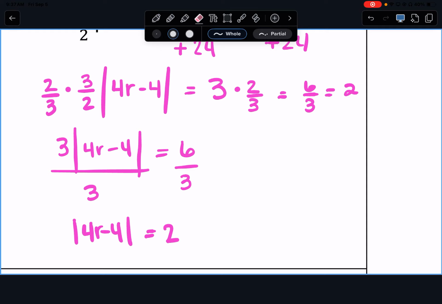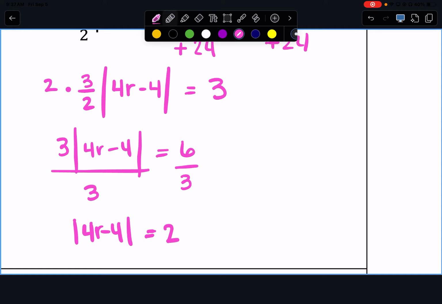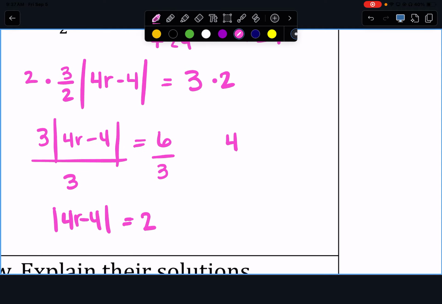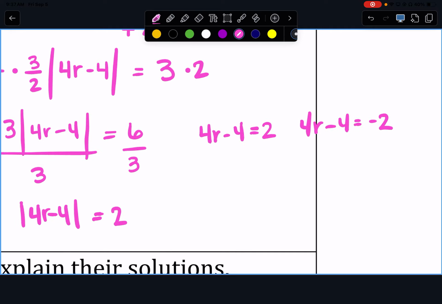Okay, now, set that up. So 4r minus 4 equals 2. And 4r minus 4 equals negative 2. So I'm going to let y'all have a second to solve those. Actually, I'm going to do them with you because I want us to talk about it.